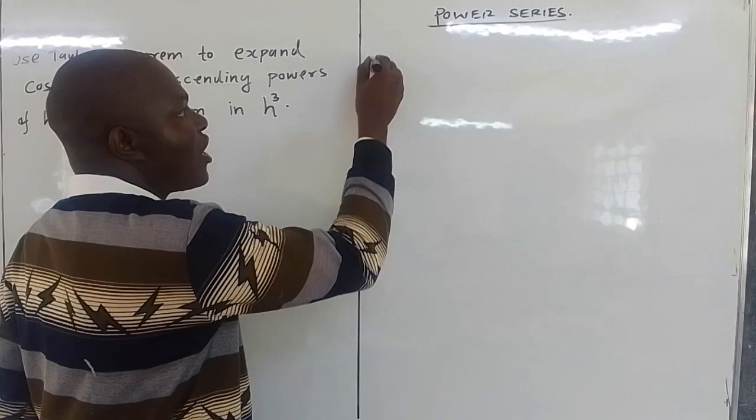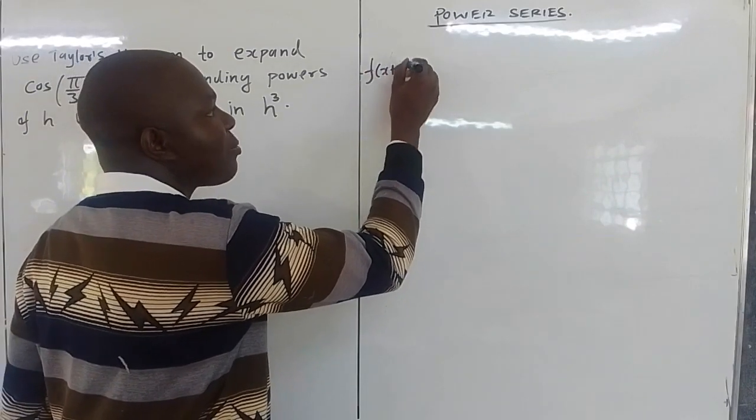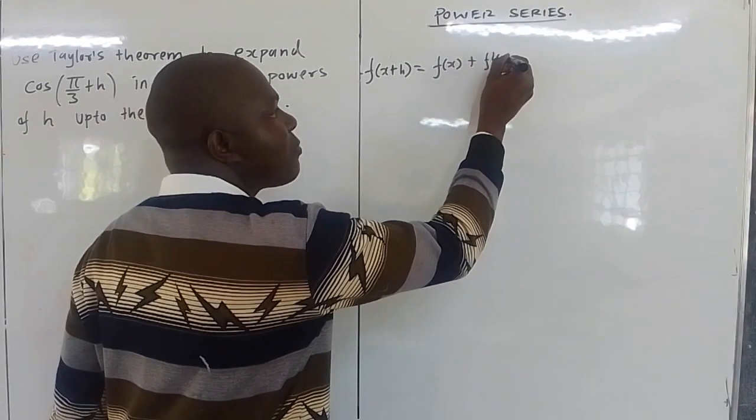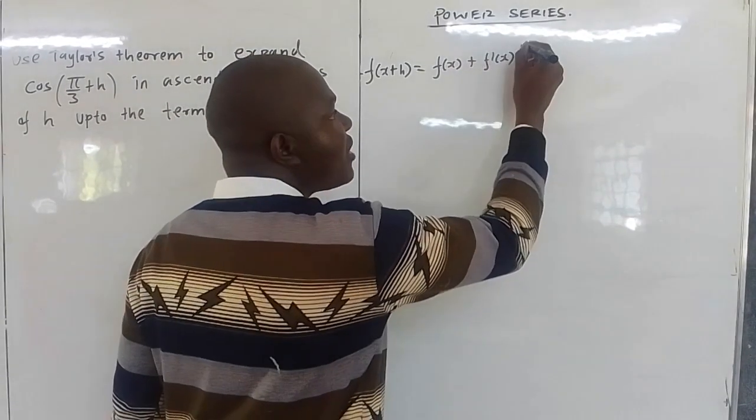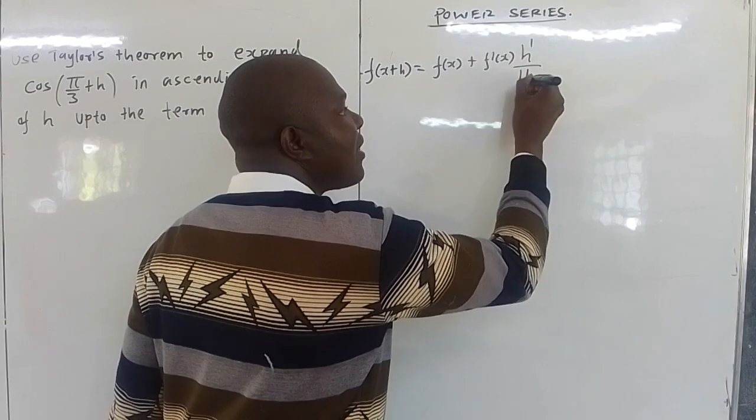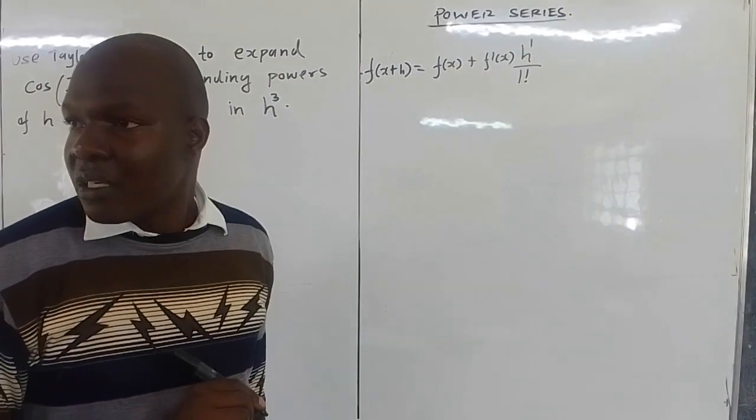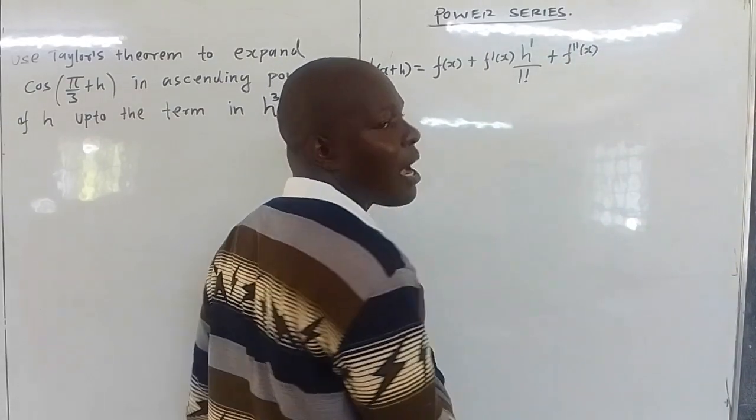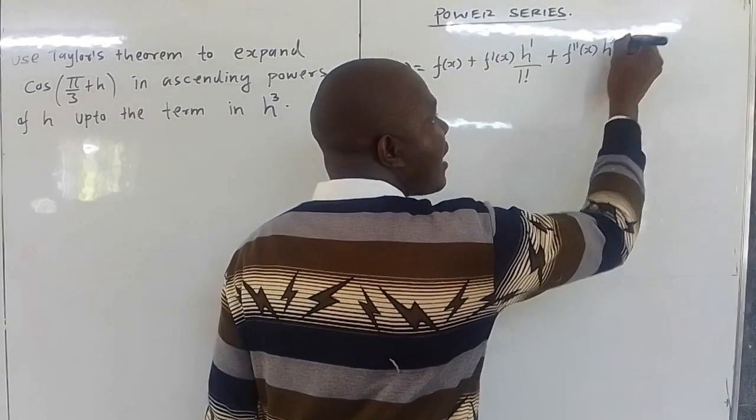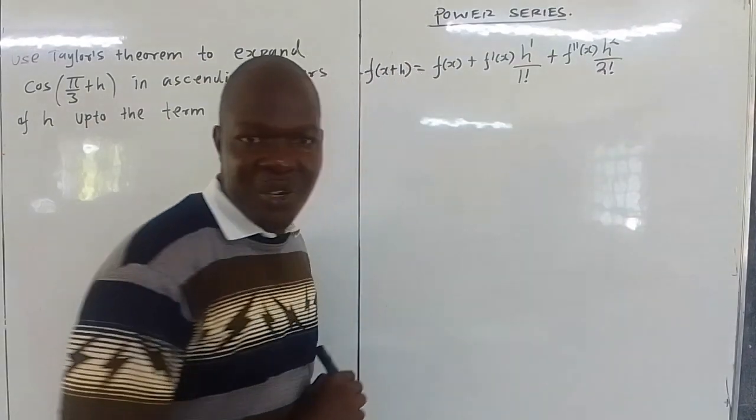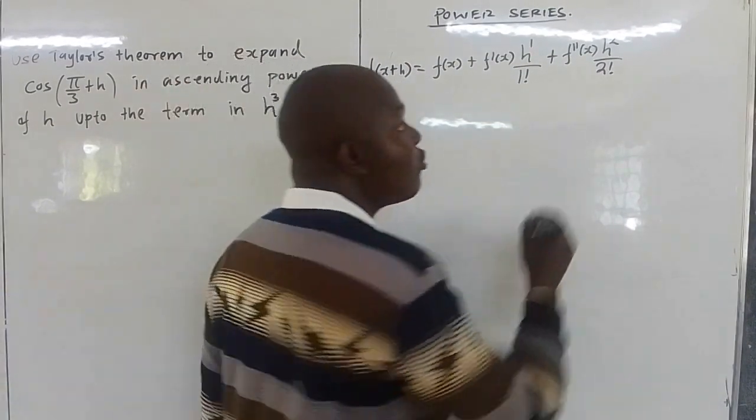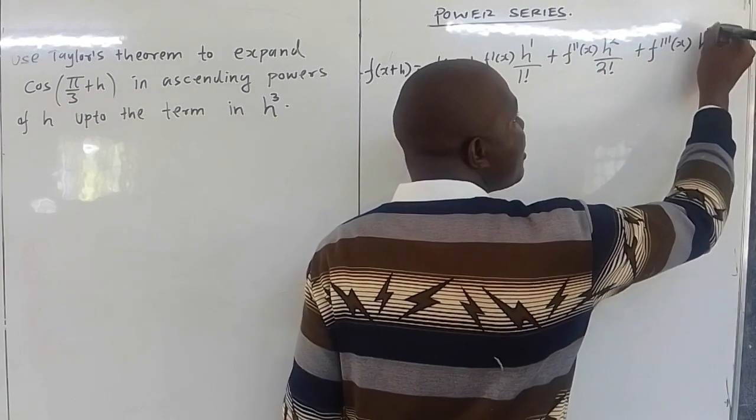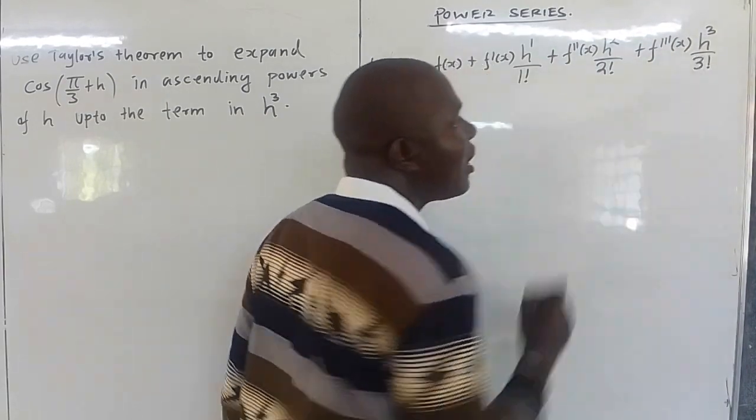You just come and say f(x + h), you start with f(x). Then if you have f'(x), then our h is raised to power 1 over 1 factorial. Are you seeing that? Then when you differentiate it for the second time, f''(x), our h is raised to power 2 over 2 factorial. Are we together? Then the next one, if you have f'''(x), then our h is raised to power 3 over 3 factorial.